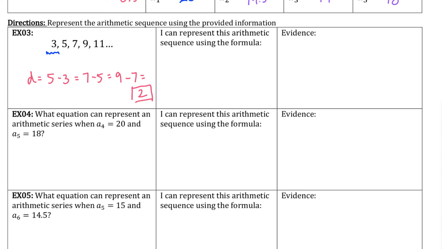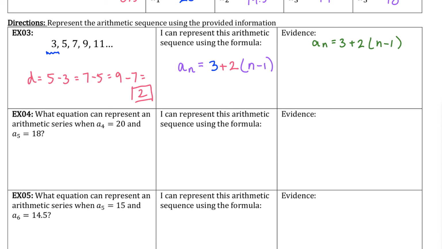So remember my equation starts off with a sub n equals my first term, which is 3, common difference, which is 2, so I'm going to put plus 2, and then we put the n minus 1. So let's prove this, okay? So I'm going to write a sub n equals 3 plus 2 times n minus 1.